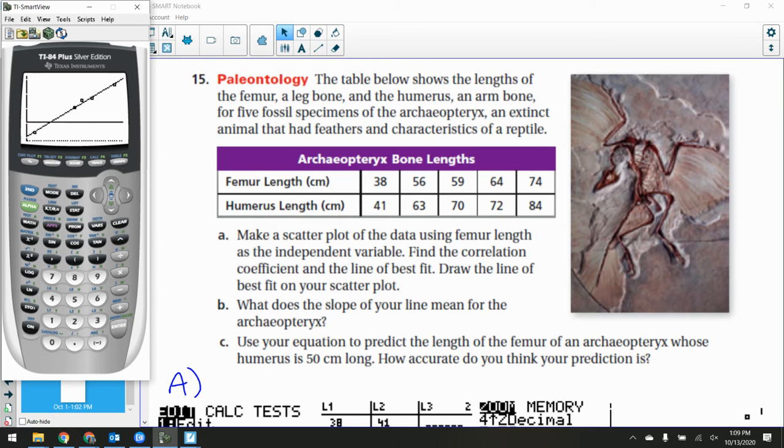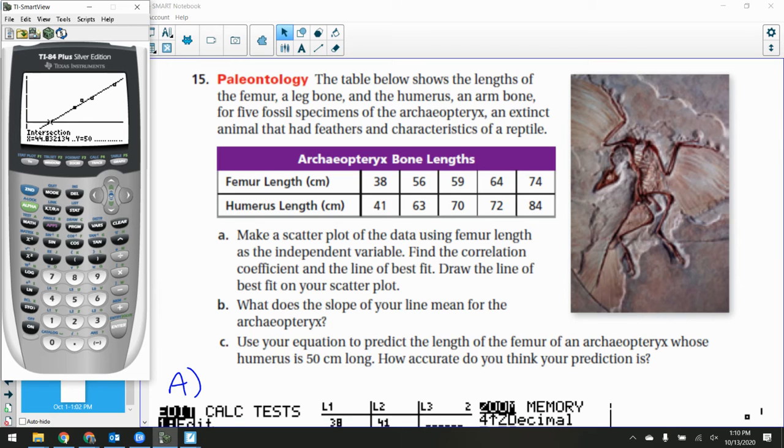Oh, perfect. If you don't see the intersection point on the screen, zoom out a little bit and see if you can find it. But I see it now, so I go second calculate, and now I want to choose the intersection point. Choice 5 is intersection. Now it's going to ask you again, first curve, second curve, and guess.